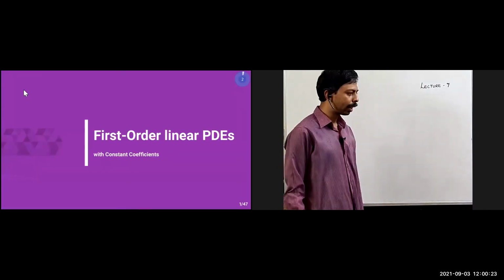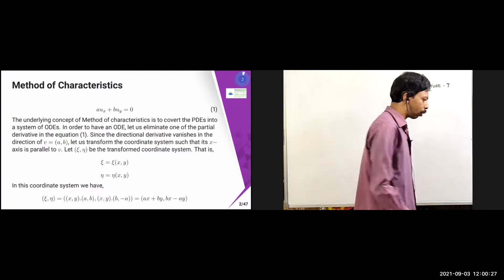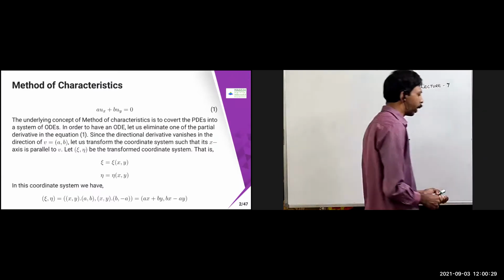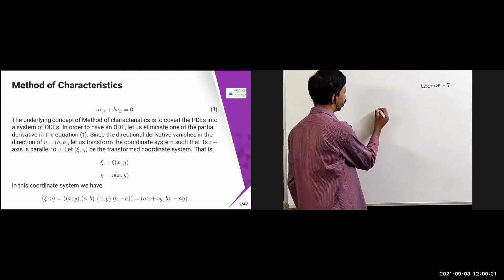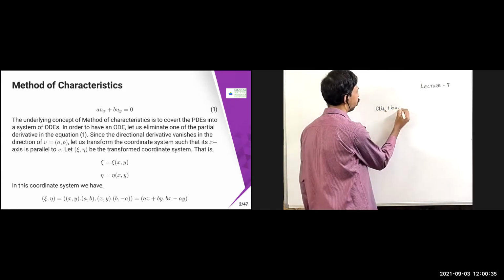So the first order linear PDEs with constant coefficients we have seen already. So this problem we have solved: a u_x plus b u_y equal to 0, which we have solved already.